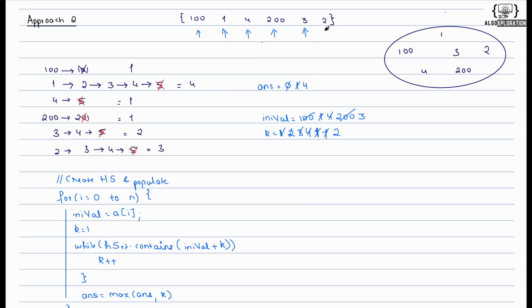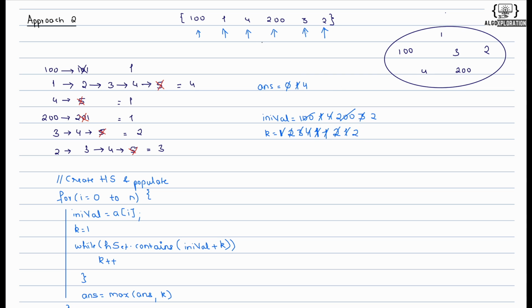Now let's move forward. I is pointing to 5, so the initial value will be 2, value of k will be 1. Using the while loop I'll check initial value plus 1, that is 3, is 3 present inside the hash set? Yes, we can see that 3 is present. Okay, so increase the value of k, that will be 2. Again run initial value plus k, that leads to 4. Whether 4 is present? Yes, 4 is also present.